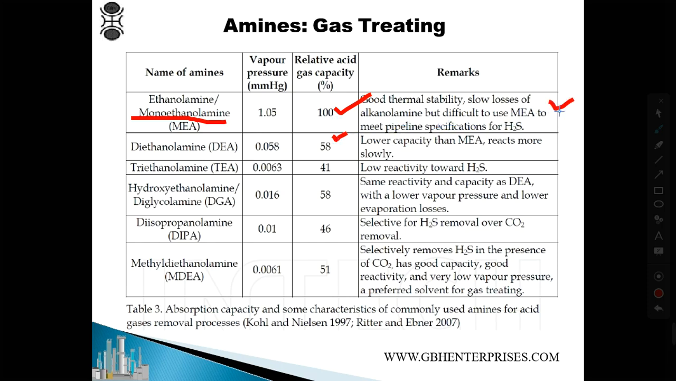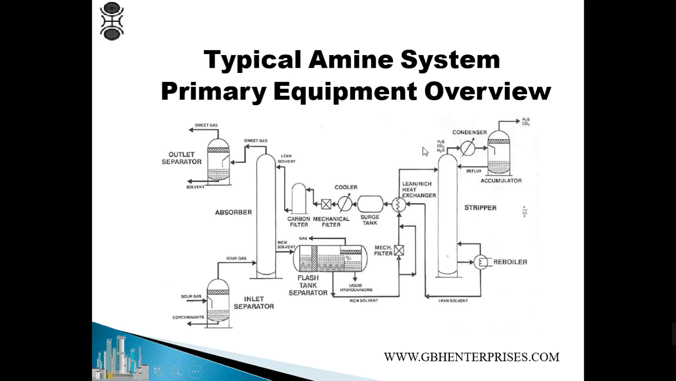But this one is hard to use when a very high amount of H2S recovery is needed, and then these efficiencies are reduced. This DGA is also good, but mostly we are using monoethylamine and diethylamine. But in the MDEA case, it just removes the H2S. CO2 cannot be removed very well from this process.